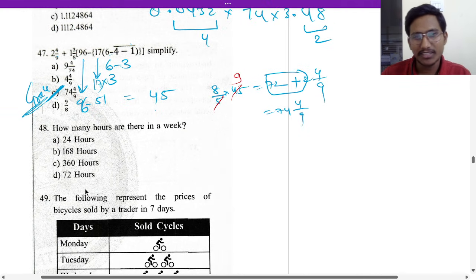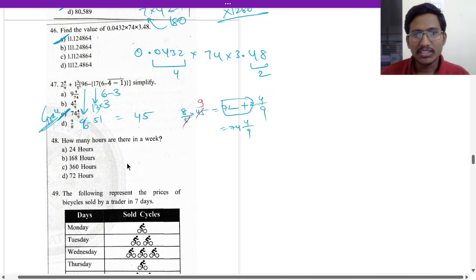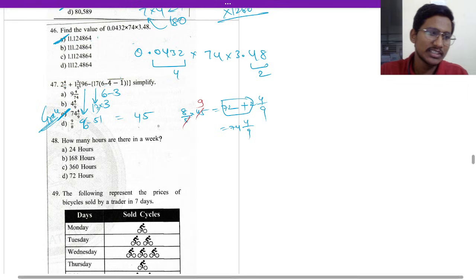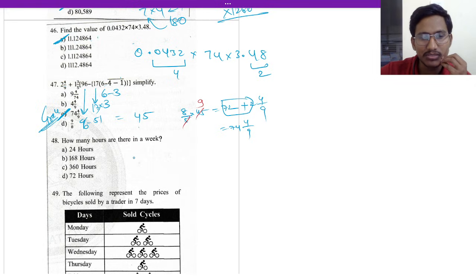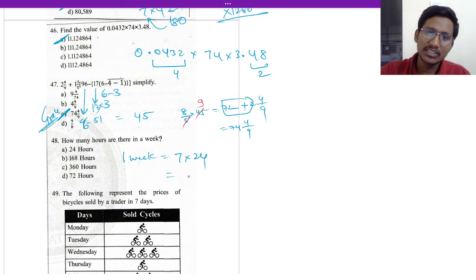Now 48. How many hours are there in a week? So the number of hours, if you see, 1 week means 7 days. So 7 days means 7 into 24. 24 sevens is how much? 168. Option B is the answer.